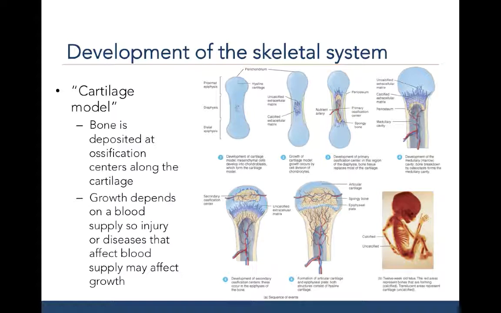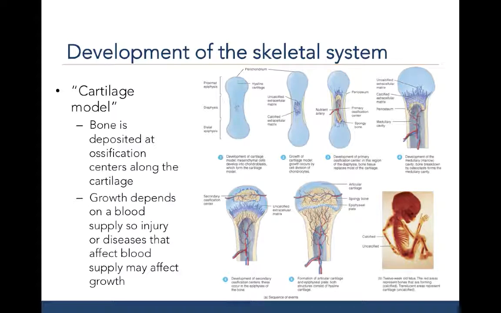At the top, we see the proximal epiphysis. In the proximal epiphysis, we also see that there's hyaline cartilage, which will eventually create the supportive cushion between the bones. There's a diaphysis, which is the shaft of the bone, and the distal epiphysis.